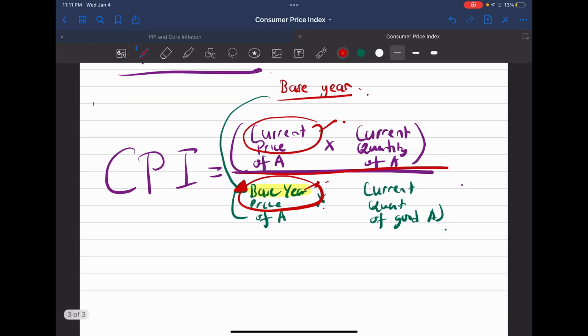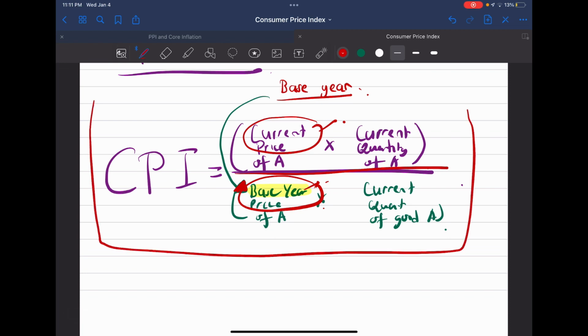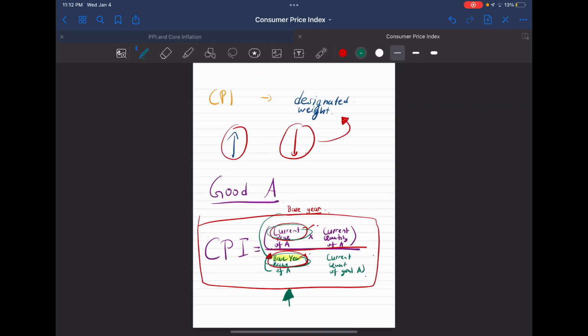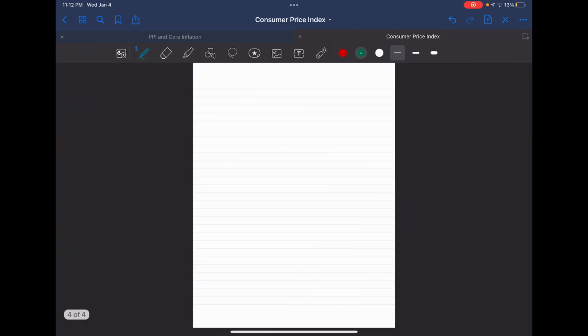So this is the mathematical way of calculating the CPI. The current price of good A times the current quantity of good A over the base price of A times the current quantity of good A. So we can see that this equation here, again, very important, I will repeat this again, tells us the current prices relative to the base here. So that's what we're looking for: the change in price, the difference in price.